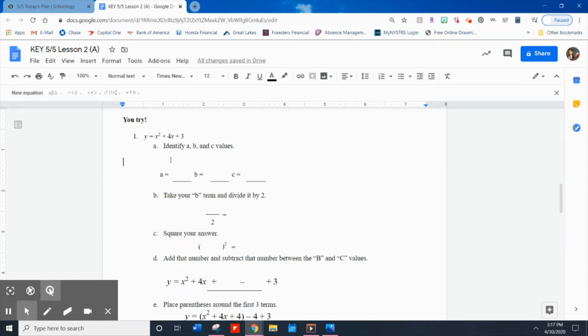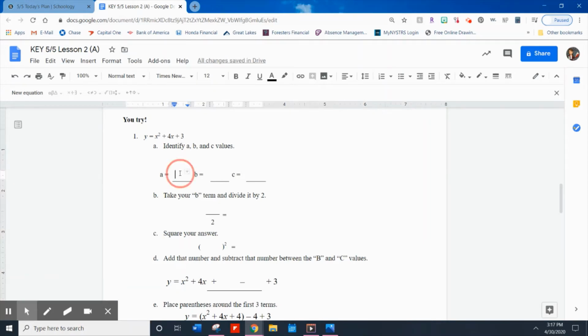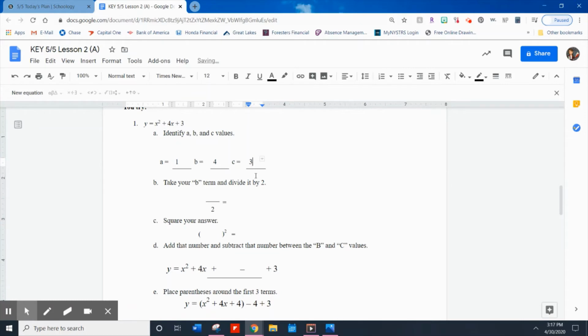So we're going to first identify A, B, and C values. The A value, again, is always in front of the x squared. For this one, it's 1. Our B value is 4, and our C value is 3. Okay, our next step is to take your B term and divide it by 2. My B term is 4, so I'm going to do 4 divided by 2, which gives me 2.